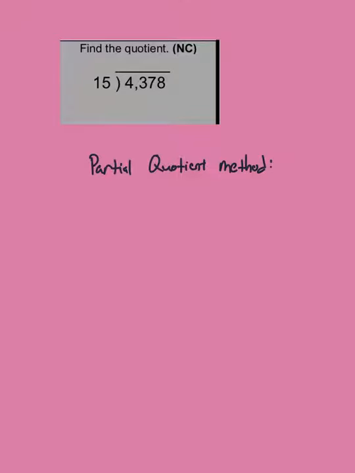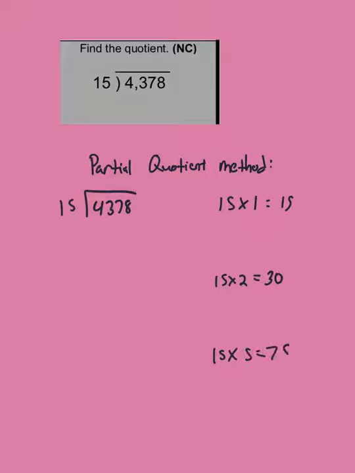So I'm going to start by writing out my problem, 4,378 divided by 15. And I'm going to get some of my helper problems out. So remember, we all know 15. The ones that are easy to figure out are 15 times 1 is 15. 15 times 2 is 30. And you could do 15 times anything. I know 15 times, let's say 5 is 75.